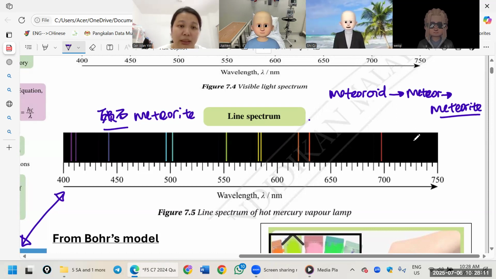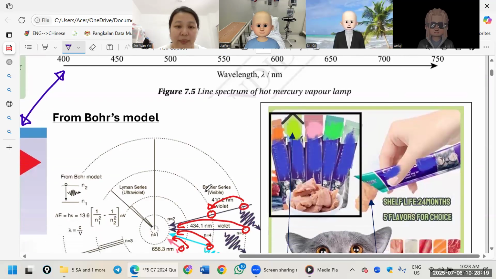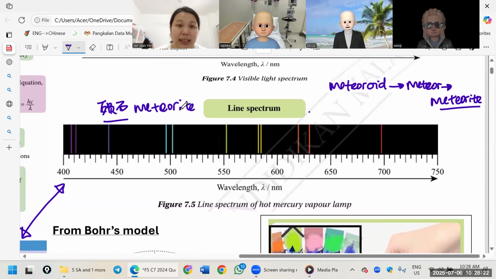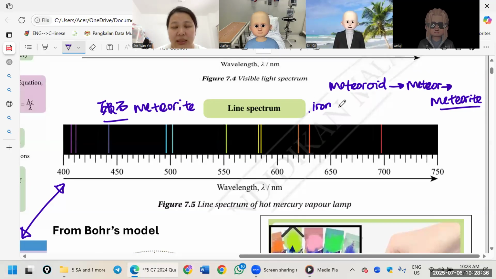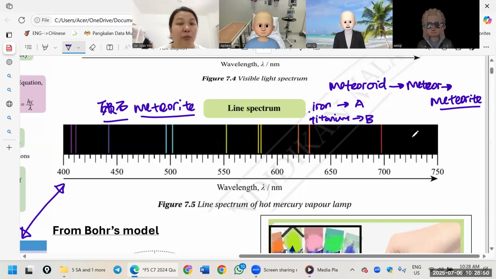So normally when it drops to our earth, if we want to test the meteorite, we can use this line spectrum. We can shine light on the meteorite and observe the line spectrum it gives out. Every material has a fixed line spectrum. For example, if there is iron inside, the line spectrum is like type A. If there is titanium inside, it's type B. So from there we can see how many materials are inside the meteorite.